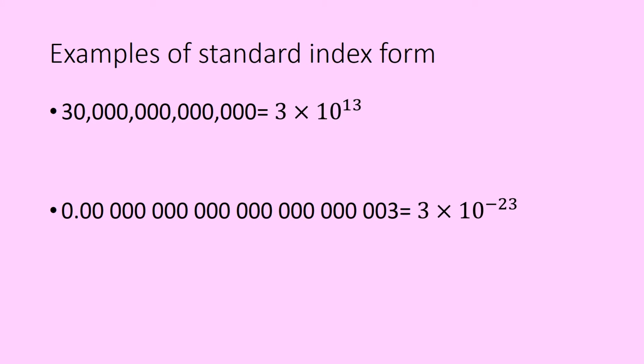So, examples from before, those two numbers written in standard form. Well, 30 trillion can be written as 3 times 10 to the power of 13, and the weight of an oxygen atom in grams can be written as 3 times 10 to the power of minus 23. Very, very small. So let's look at this further.